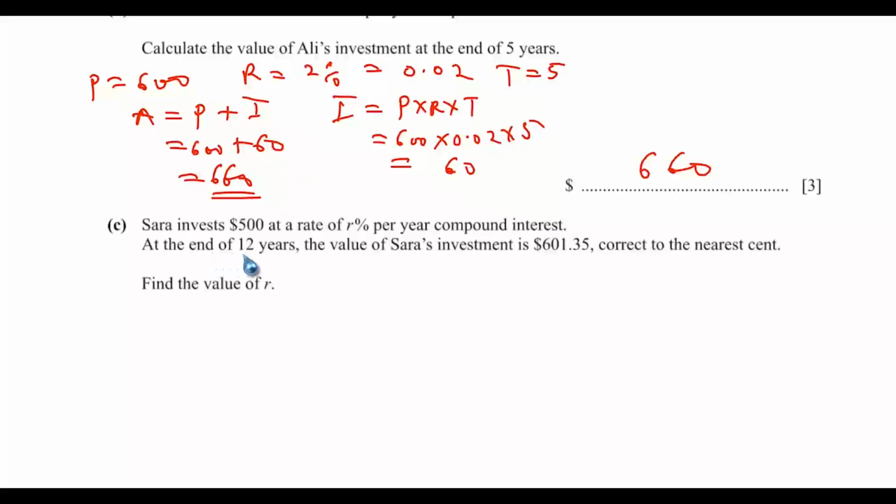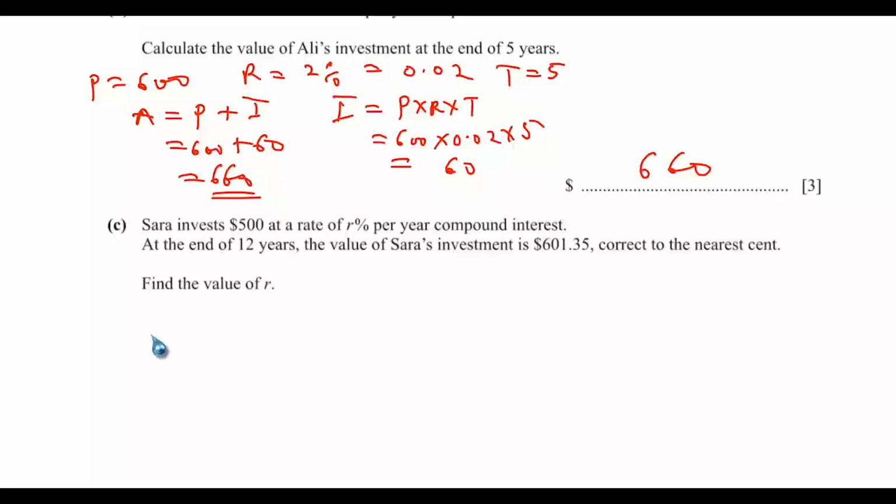So let's go to part C. Sarah invests $500 at a rate of R% per year compound interest. At the end of 12 years, the value of Sarah's investment is $601.35, correct to the nearest cent. Find the value of R.